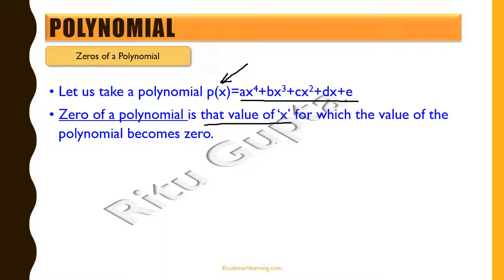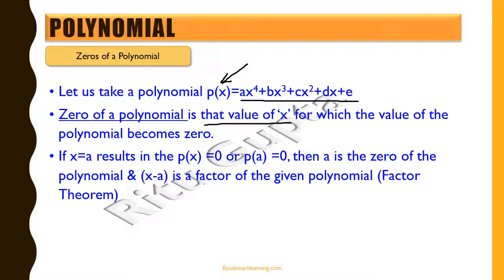So if a value of x results in the polynomial becoming 0, that value of x is called the zero of that polynomial. Now if x equal to a, let's take x is equal to a, and that results in p(x) equal to 0. That makes this polynomial equal to 0. Then we can say p(a), where x is replaced by a, is equal to 0. Then a is the zero of the polynomial and x minus a is a factor of the given polynomial, as we already know by the factor theorem. So if p(a) is 0, then x minus a will be a factor of this polynomial and a is the zero of this polynomial.